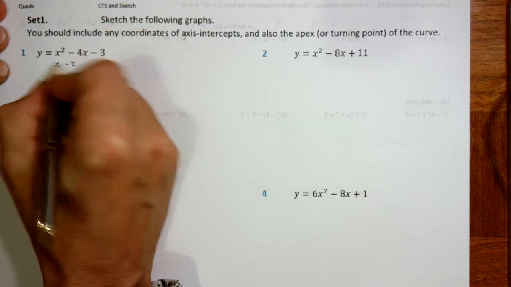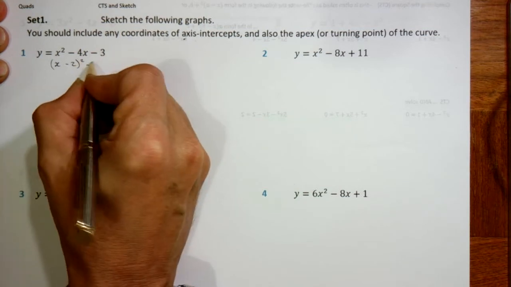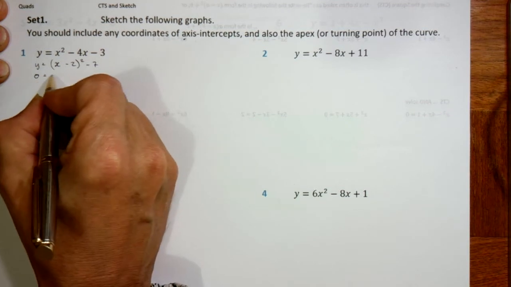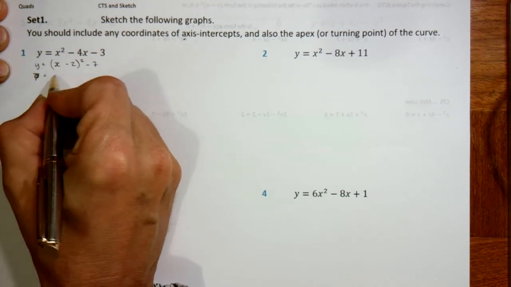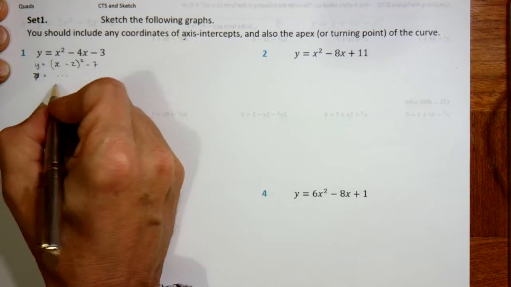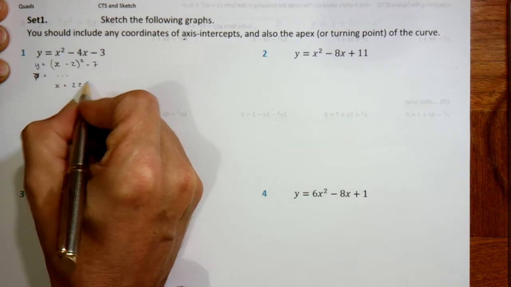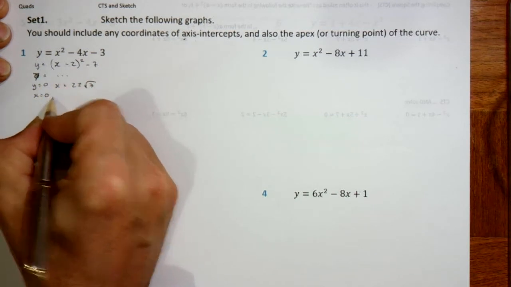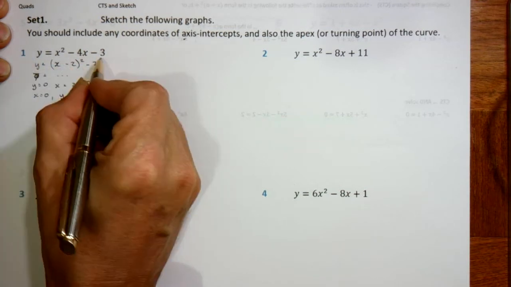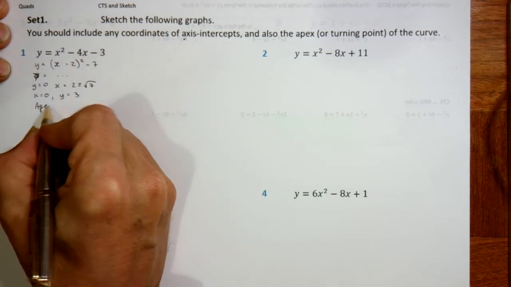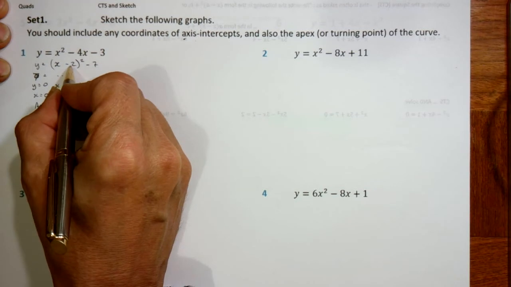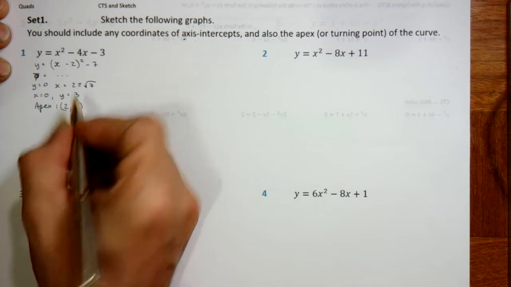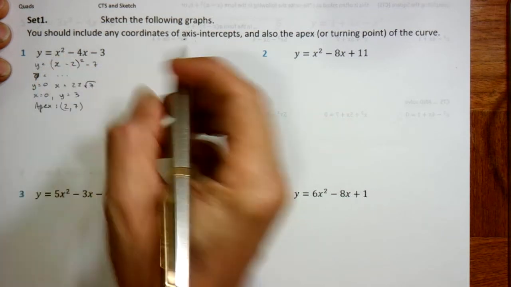So (x minus 2) all squared, take away 4, take away 3, is take away 7. That's what y is. When y is 0, we've got 7 equal to (x minus 2) all squared. So x is equal to 2 plus or minus the square root of 7. When x is 0, y is equal to 3. We can see that here, look. And the apex is, change the sign of this one, leave that one alone, so 2, minus 7. It's a U-shaped graph because we've got positive x squared.